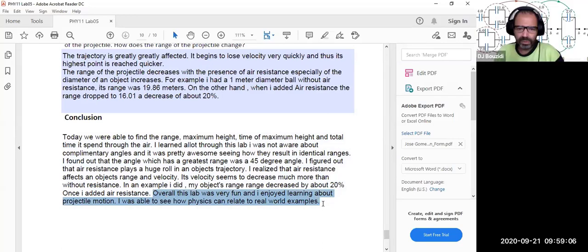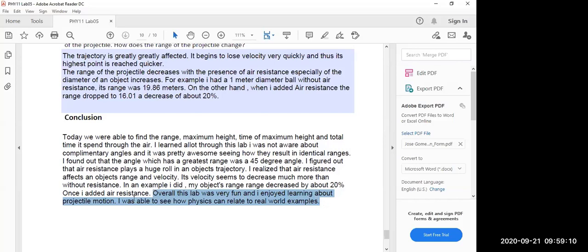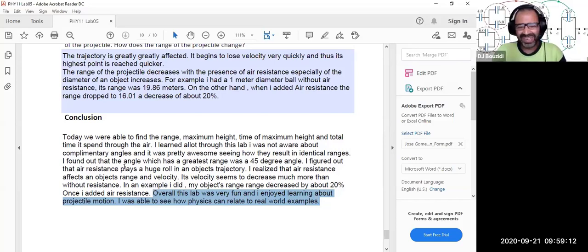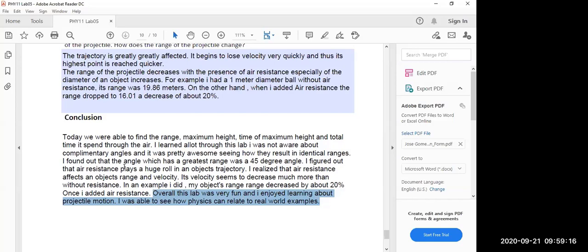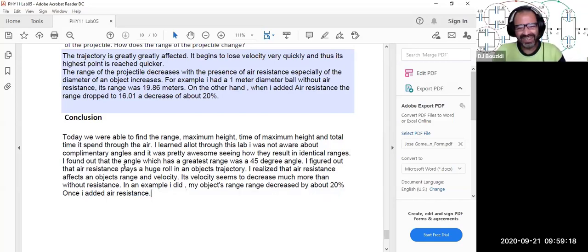"Overall, the lab was..." Yeah, you can't be emotional in physics. If you like something or you don't like it, or how you feel about it, that's not part of science. It's not scientific. So we need to be accurate.